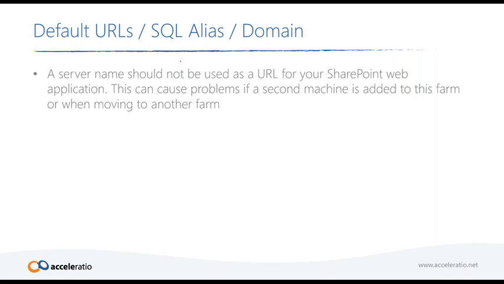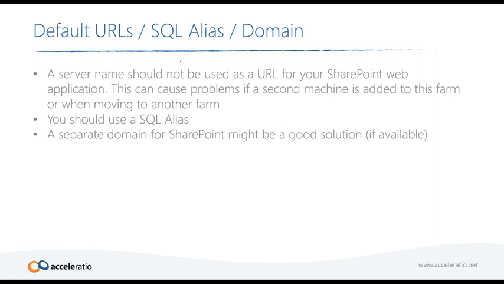I already told you a little bit about aliases. You should also take a look at the URL. If possible, do not use the URL of your machine name as your SharePoint URL. Go to DNS and configure something that's more generic, like intranet or portal or something. Because if you ever decide to move to a different box or introduce more boxes, then having a baked-in URL is going to cause you a lot of problems. You should definitely use SQL alias.